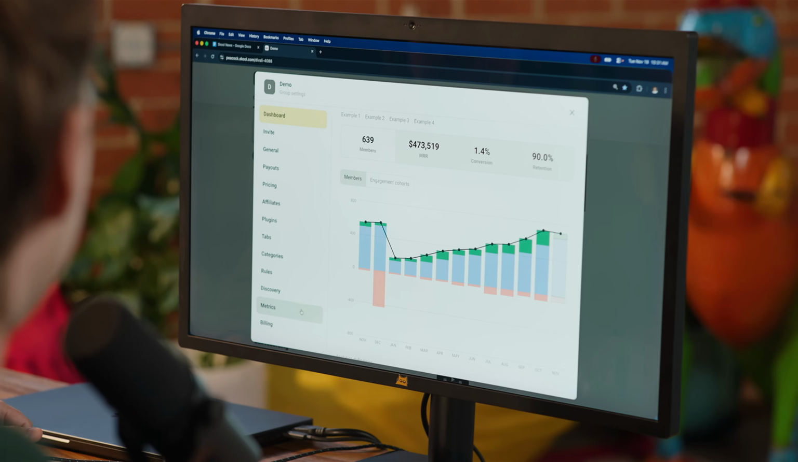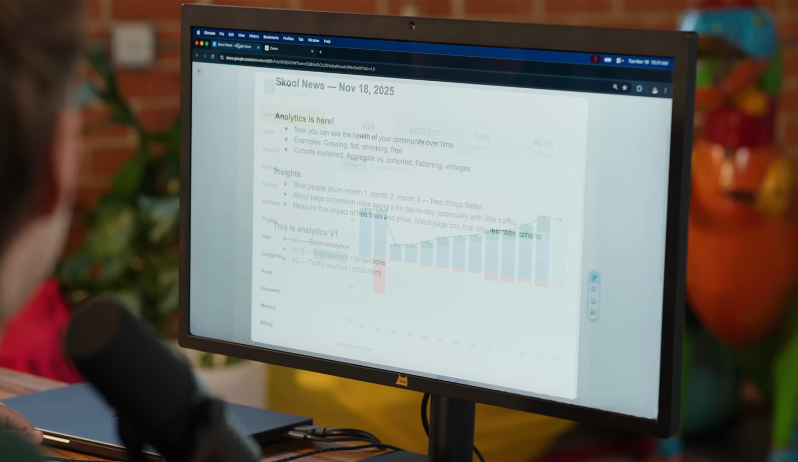So you can see active members trending over time versus total, and then activities those active people are taking over time. It's like the metrics tab that we have at the moment, just on steroids. Very useful for free groups and looking at engagement.